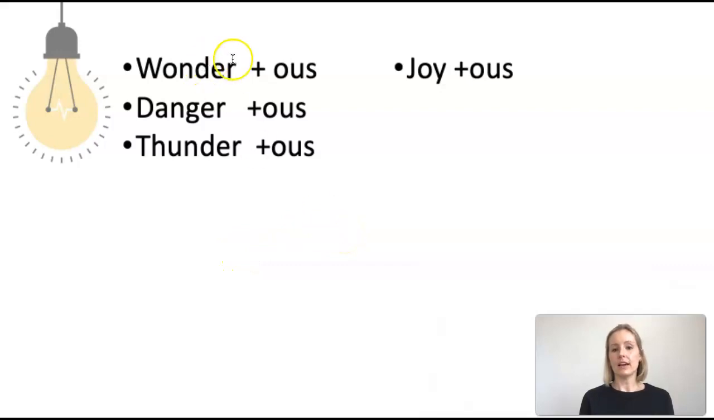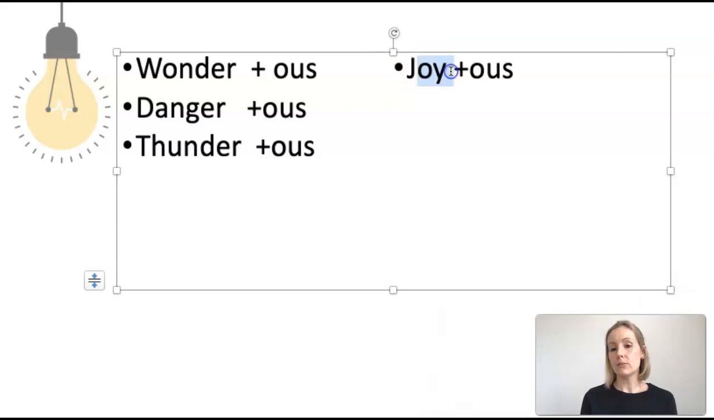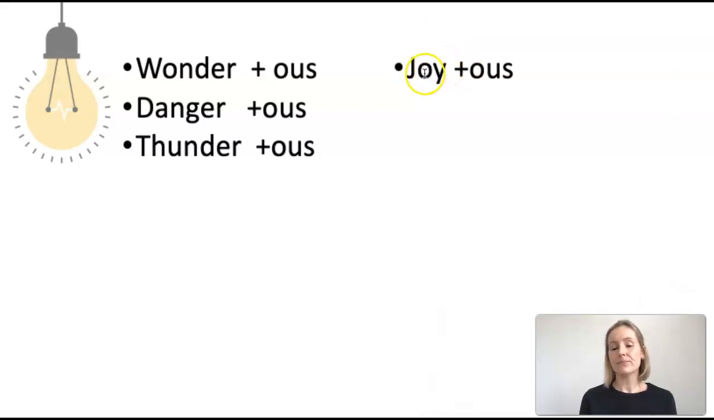If we have words that end with a consonant, it's very easy. We just add the OUS. So if it's a whole word like wonder, danger, thunder, we add OUS. If it's a word like joy, we've got the OY, that's one unit together, so we just add the OUS. So that's very simple, and you'll be able to find some examples of those.